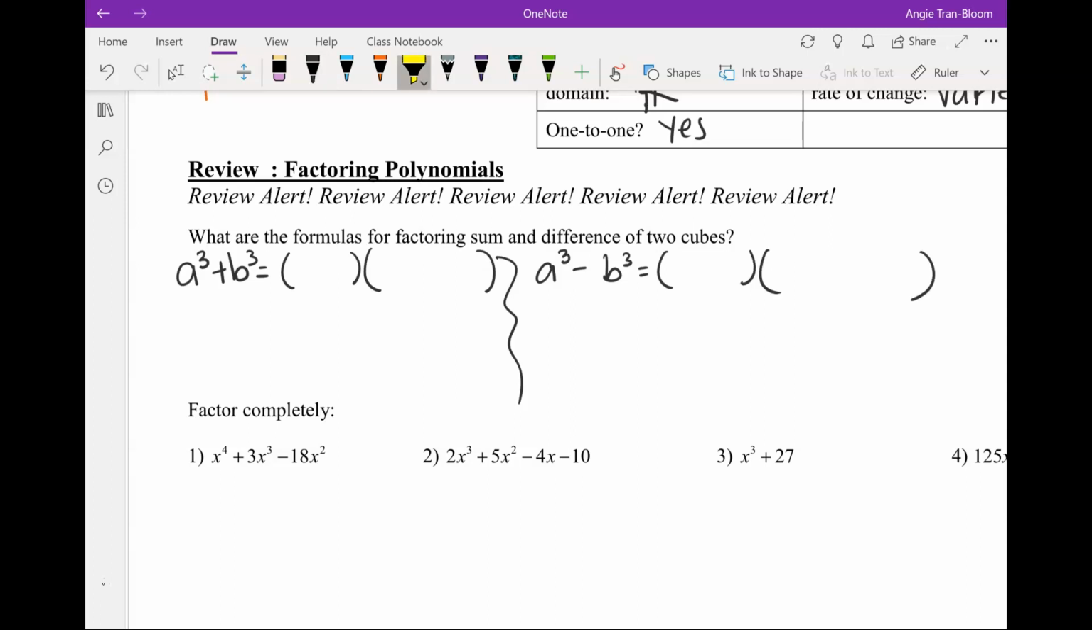Okay, hint class, it has two sets of quantity. One's a binomial, one's a trinomial, right? All right.